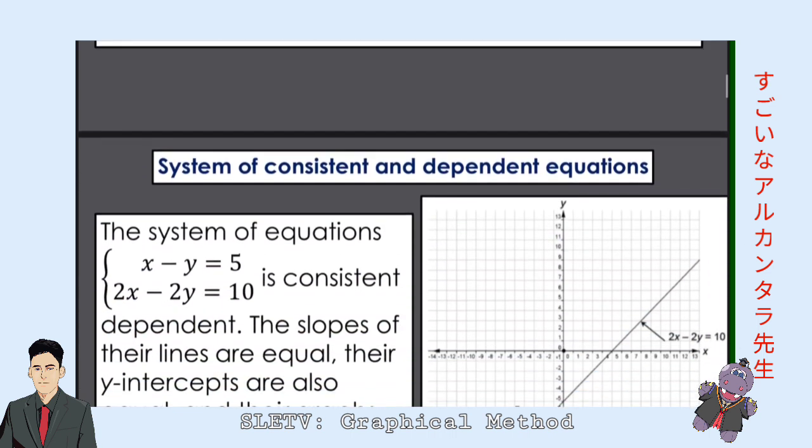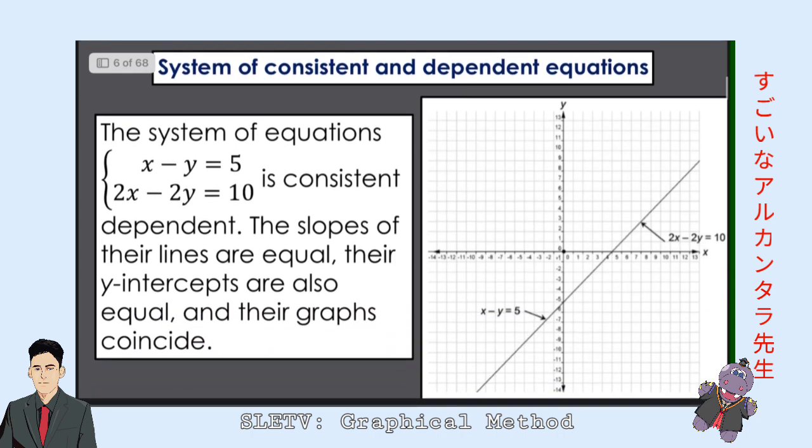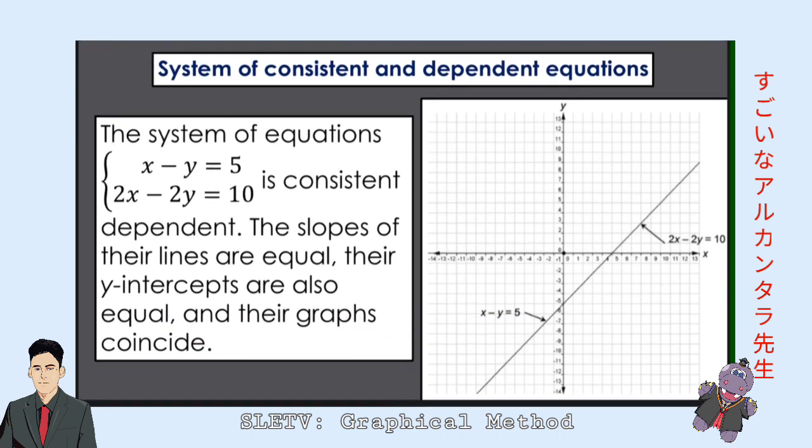An example of this is the given system where we have x minus y equal to 5 and 2x minus 2y equal to 10. We call this consistent and dependent because the slopes of the lines are equal, their y-intercepts are also equal, and their graphs coincide. If you're trying to figure out how they were able to identify that the slope is equal, what you can do is put both equations in slope-intercept form.